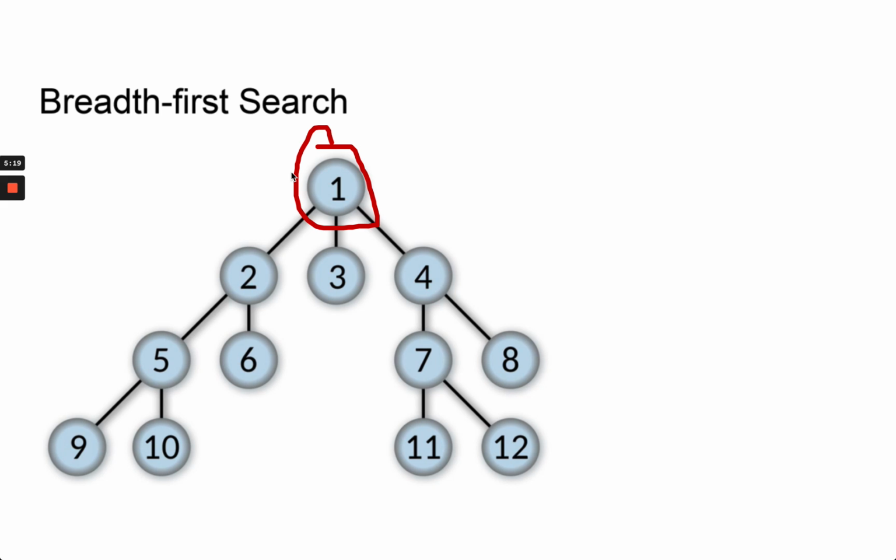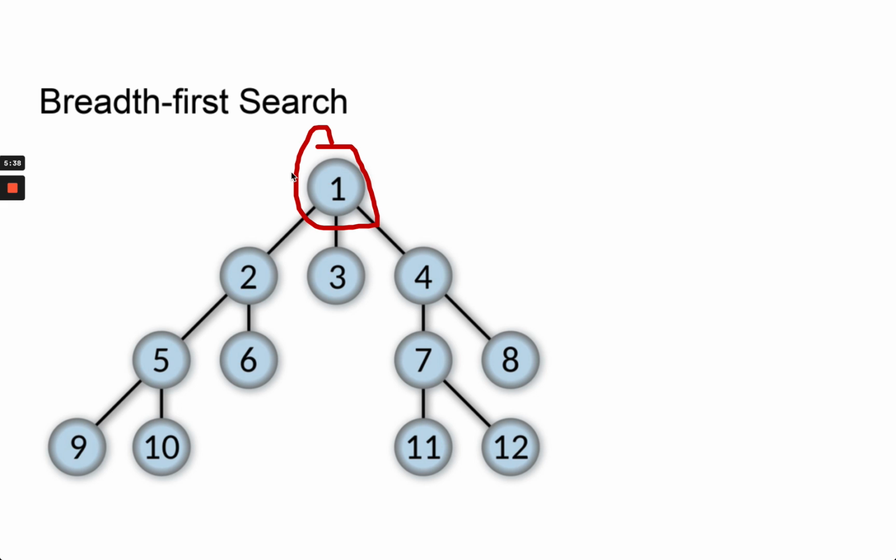So notice how we're going layer by layer. So we start at 1, then we see the layer 2, 3, 4, and then we see 5, 6, 7, 8, then 9, 10, 11, 12. So the order we see things really depends on how far things are from the entry node.